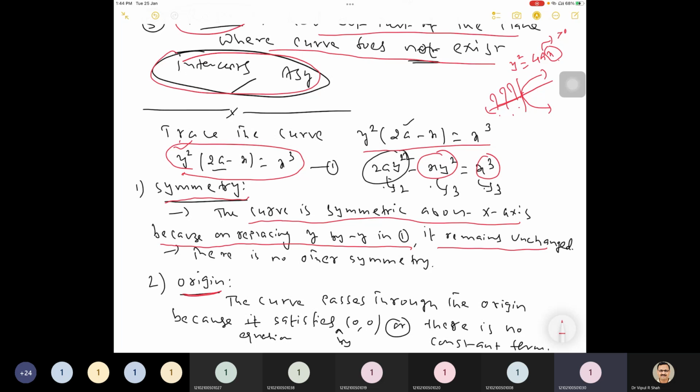This is also 3 degree term because 2 degree of y and 1 of x. So total 3 degree. What about this? 2 degree term because 2a is constant, y square. So 2 degree term. Okay.